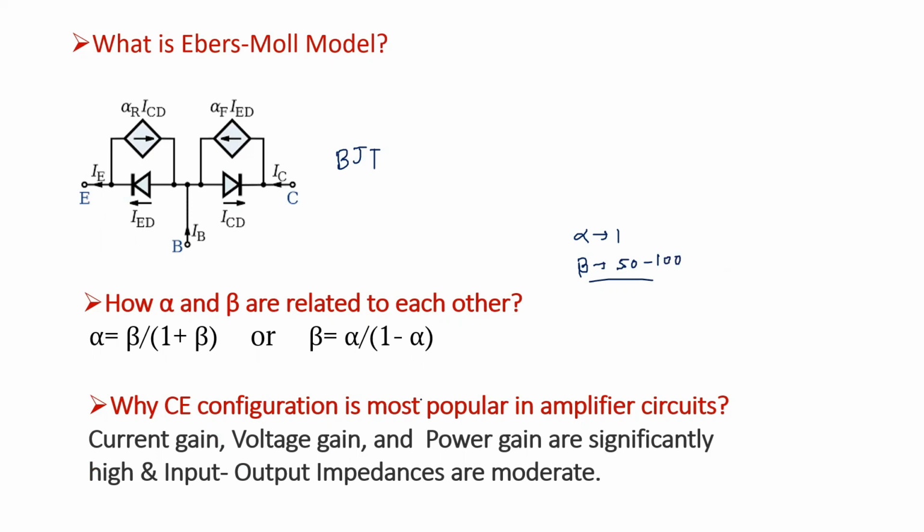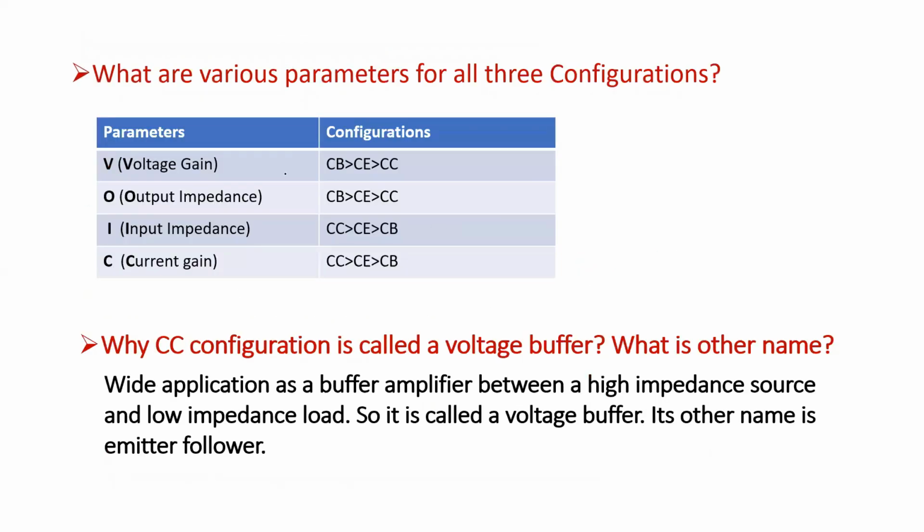And why the common emitter configuration is popular, I have mentioned the points here. In one table I have listed a few points, and you can remember them like VOIC, or voice: voltage gain, output impedance, input impedance, current gain, and these are the sequence. Common emitter is moderate in all the values, and after that your common collector and common base are around that.